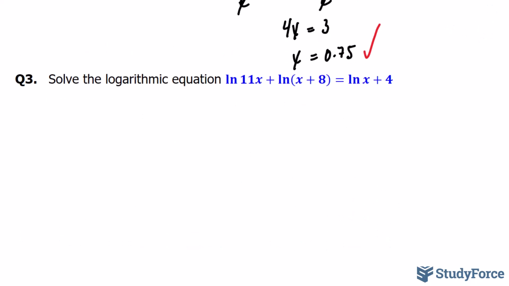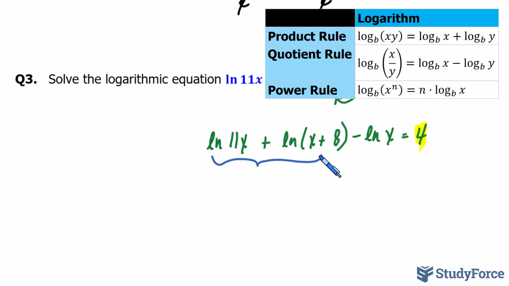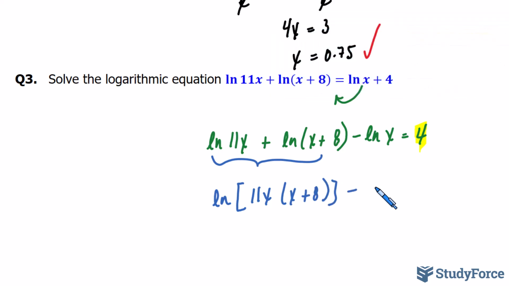Finally, for our last question, we have a larger equation, so more work needs to be done. I'll begin by moving all the ln terms to the left side. That way I can apply the properties of logs. So I'll move that ln term over, and we end up getting the updated equation that looks like this. Notice that we have our constant term of 4 on the right side, and I'll start to apply the properties of logs starting from left to right. So I'll begin by applying the product rule to those two terms, leaving us with ln of 11x multiplied by x plus 8, close, take away ln x is equal to 4.